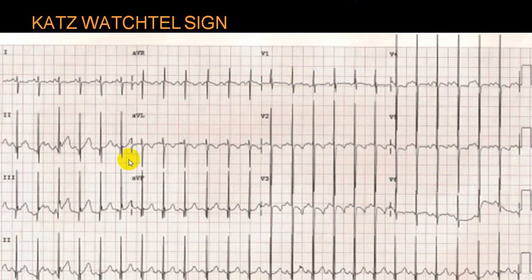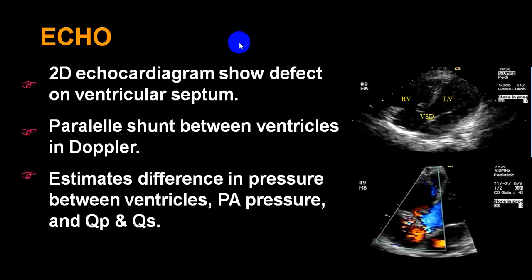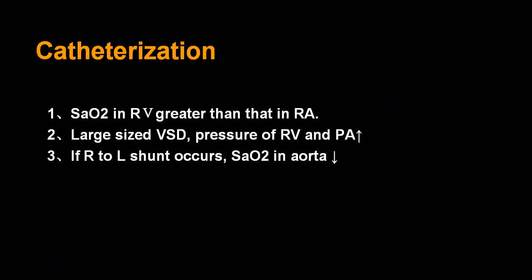You will have a typical finding. Echo will give you a very good idea regarding the site, size, number of VSD. Catheterization will give you an idea regarding pressure studies. You will have to differentiate from ASD, PDA and other defects.